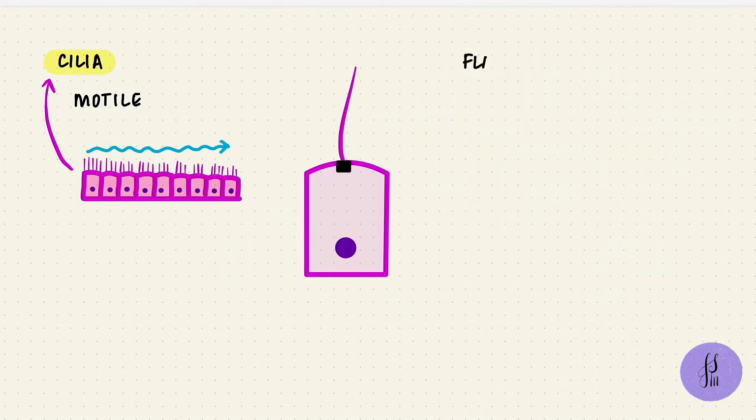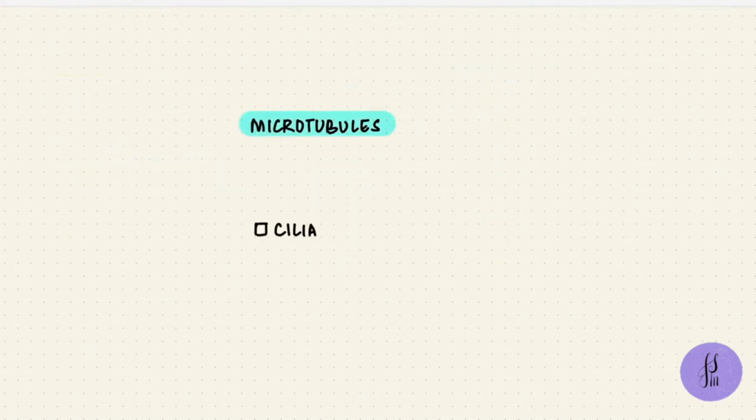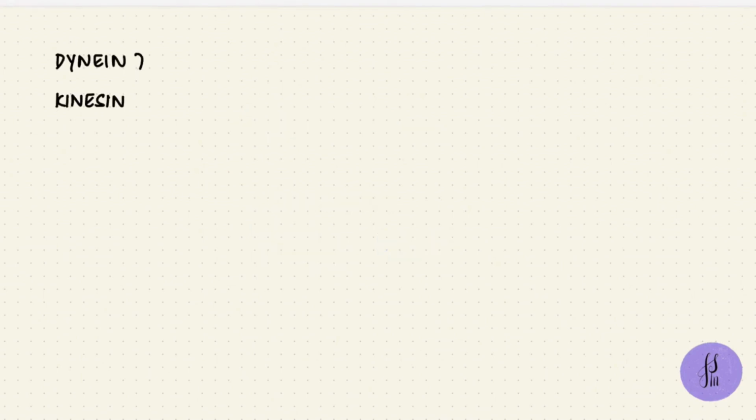Now, what's a structure that's very similar to cilia? Flagella. They too have microtubules, but the only flagellated cell in humans is the sperm cell. Again, they help with motility. So, microtubules are a part of cilia, flagella, and we also saw how they're important for cell division. Dynein helps movement of the cilia, but there's also a cytoplasmic dynein, as well as kinesin. Now, these are molecular motor proteins that help movement of structures along the microtubules.